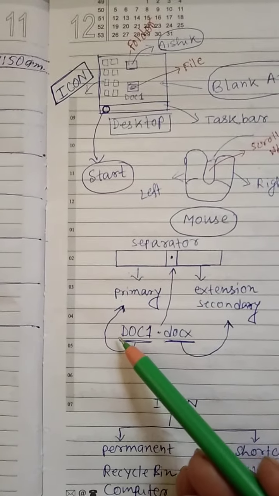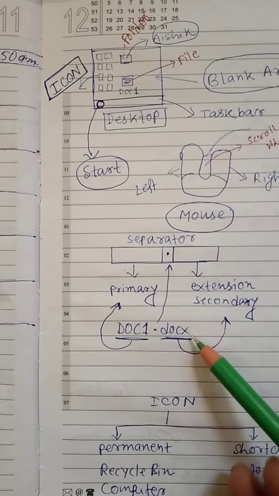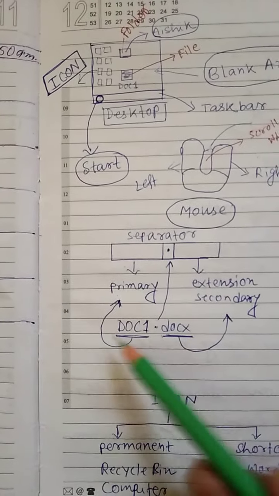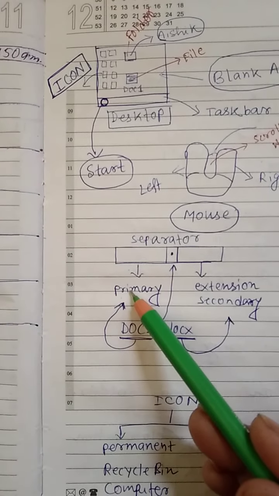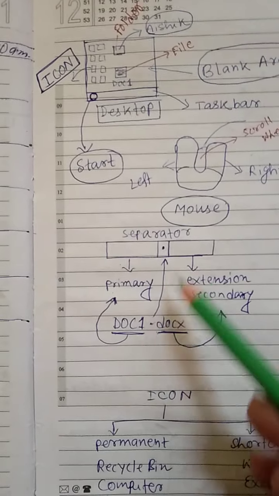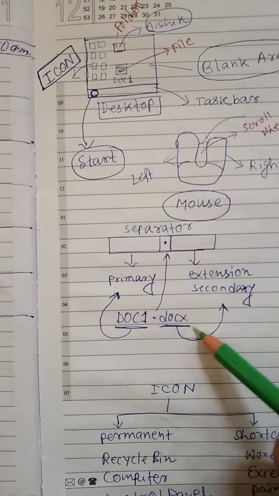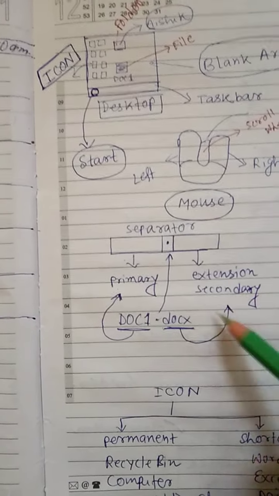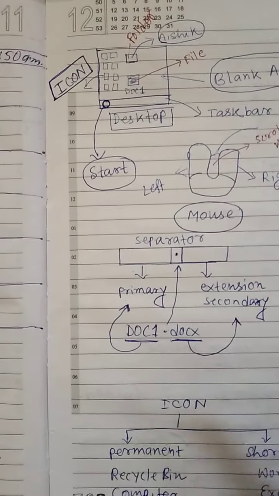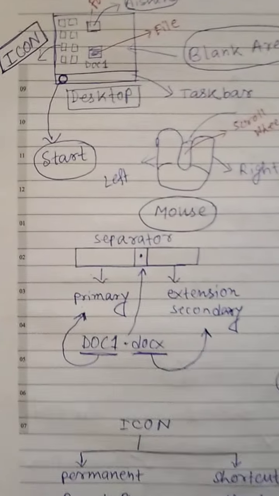Look at here: doc1.docx. It is an example of a file. Here doc1 is the primary file name, here the dot is the separator, and docx is the extension or secondary file name. Now I concentrate here on the folder.